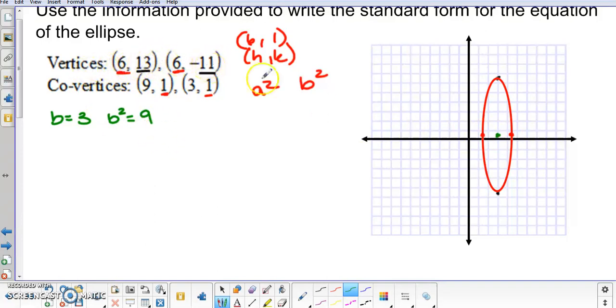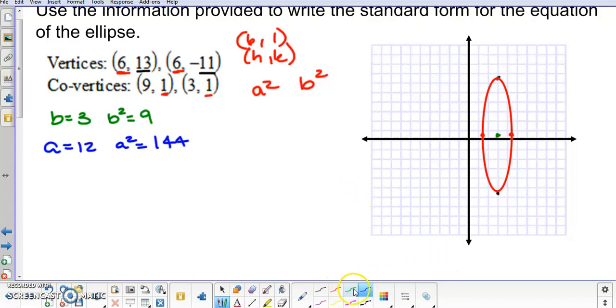I can do my vertices. I can go from my center and go 2, 4, 6, 8, 10, 12. So that's going to be my a equals 12. So it means a squared equals 144.